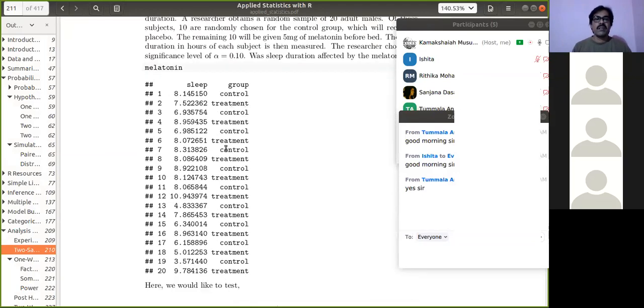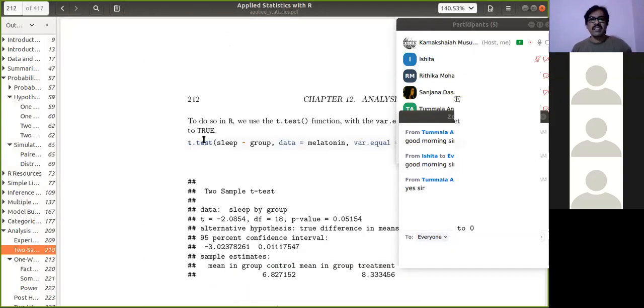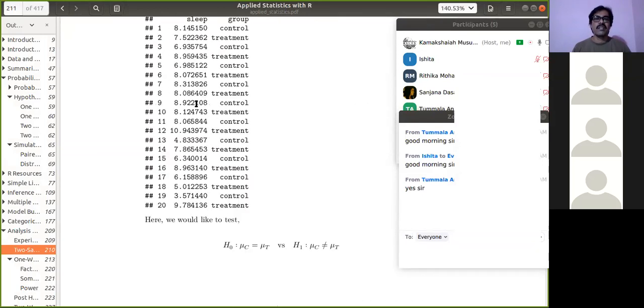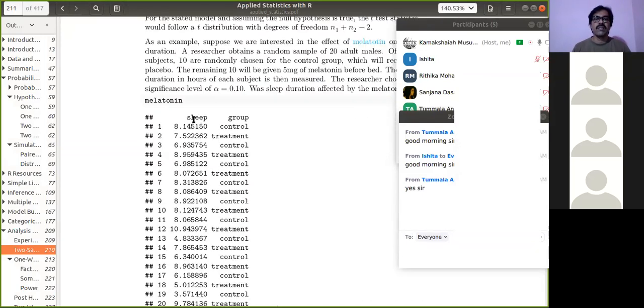Now here there is an ANOVA example, and this is actually a t-test. You see, there is a data set called melatonin. It studied the effect of a drug on the sleep of the subjects for two different groups. One is a control group, the other is a treatment group. The control group is given a dummy medicine. There is a name for that.